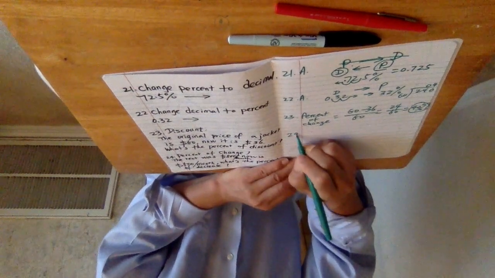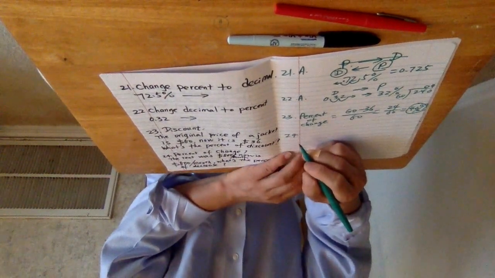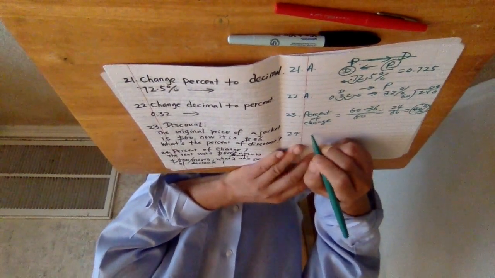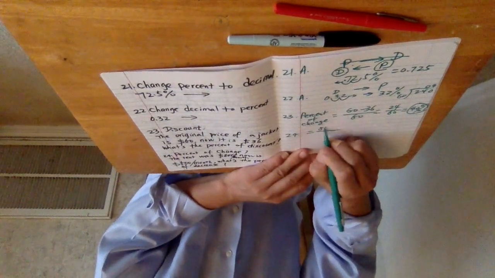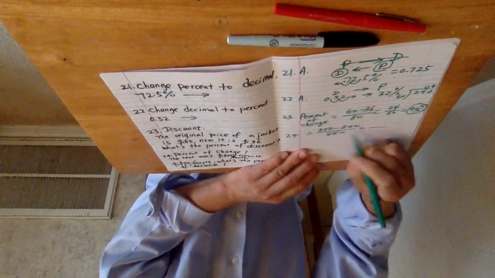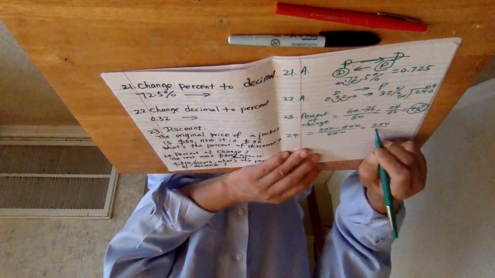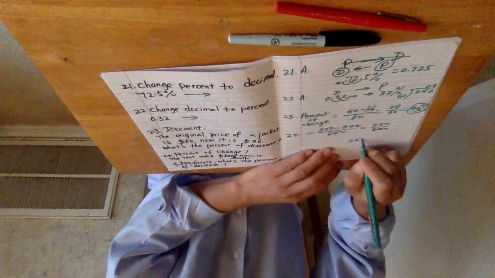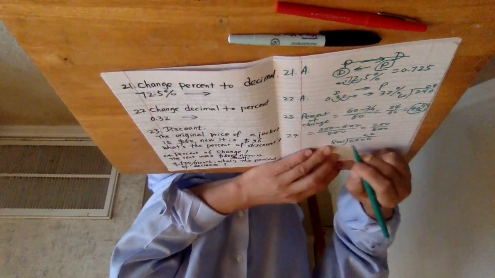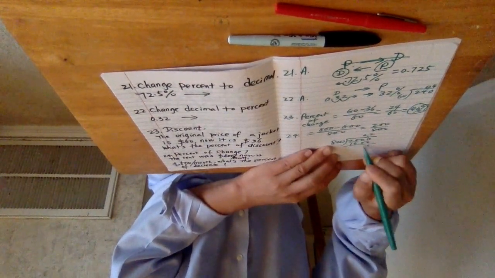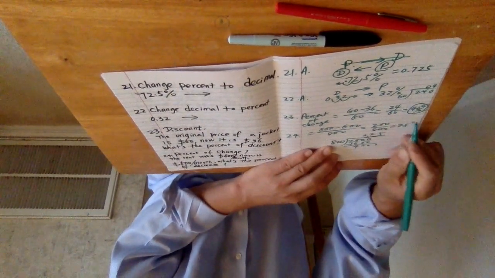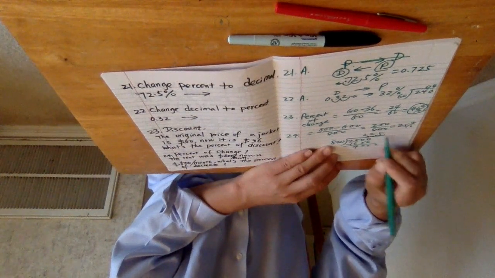Number 24, percent of change. The rent was $800 a month, now it's $600 a month. What's the percent of decrease? So the formula is the same, 800 minus 600 divided by 800. 8 minus 6 is 2, so 200 over 800. 2 times 8 is 16. So it's 0.25, so it's 25%.